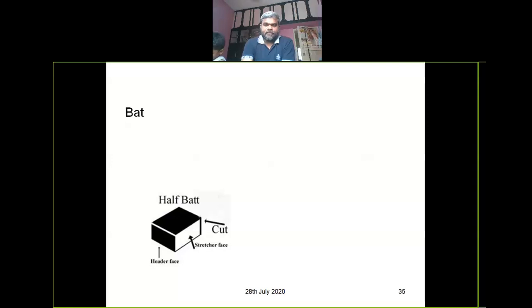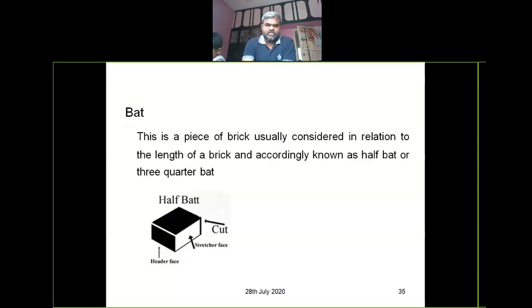Bat: the half brick is known as bat. This is a piece of brick usually considered in relation to the length of brick and accordingly known as half bat or three-quarter bat. Right, this is a half bat.